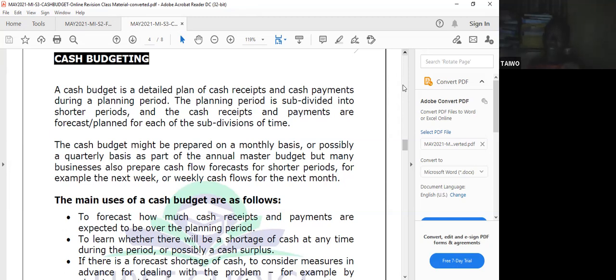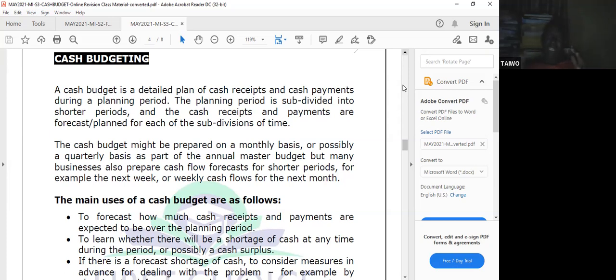When what is coming in is more than what is going out, in terms of cash movement, you say you have a surplus cash. But if it is the other way around, you have a deficit. So that is it about the cash budget.